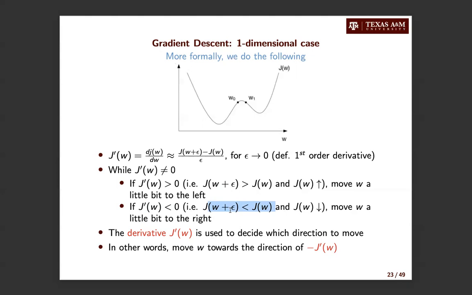Therefore, the derivative of J of W can be used to decide which direction to move when we look for the minimum of a cost function in gradient descent. So every time we have to move against the direction of the gradient.